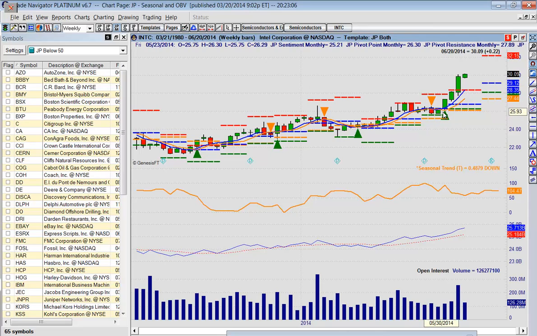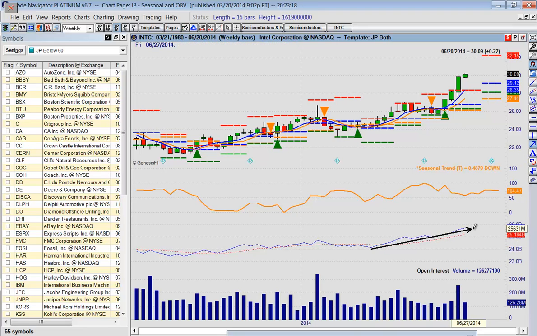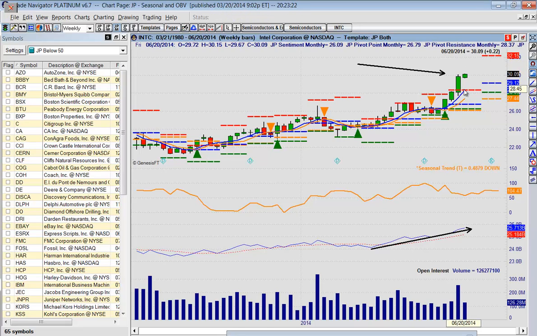But as you can see, Intel has certainly had one fiery little move over the last few weeks, firing off one of our buy signals here on a weekly basis. The weekly volume is, as you can see here, the on-balance volume trend has been very strong. So this is actually the thoroughbred, the leader of the sector. So if the market is going to turn, this is probably the last stock in that sector to turn.